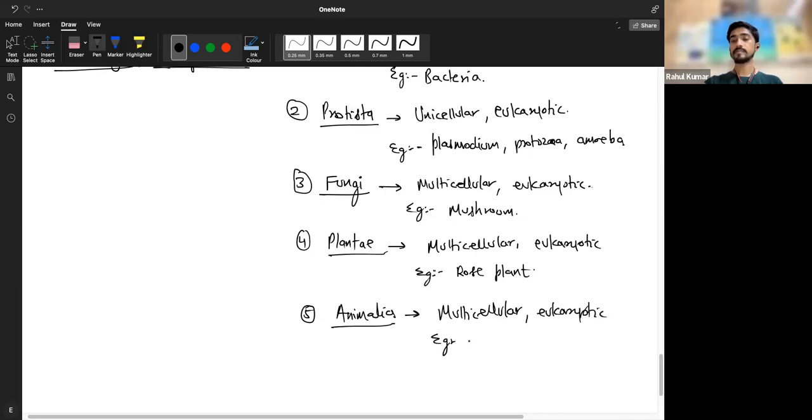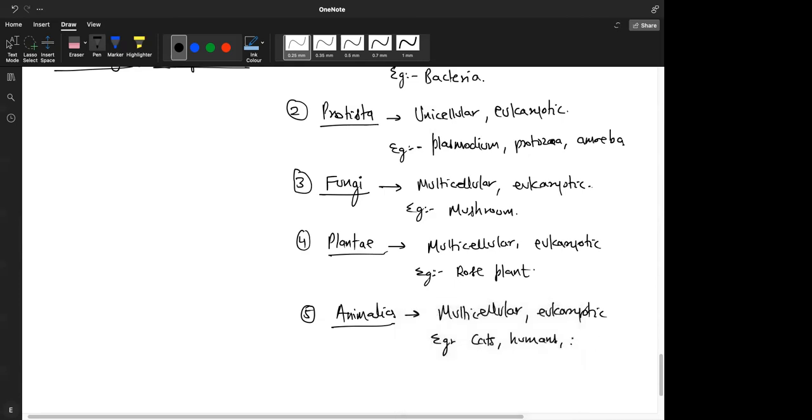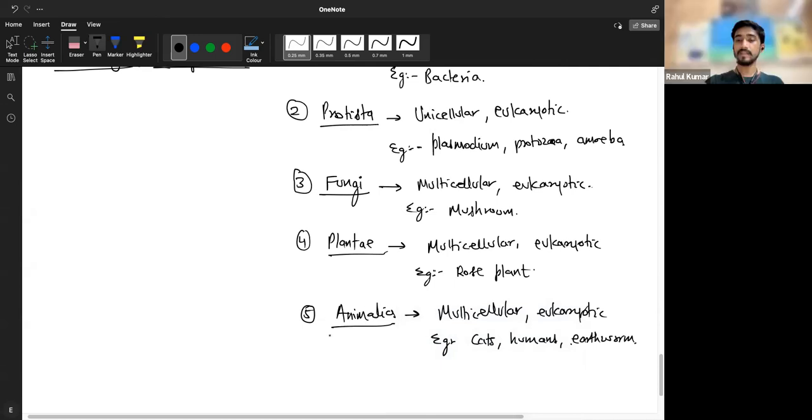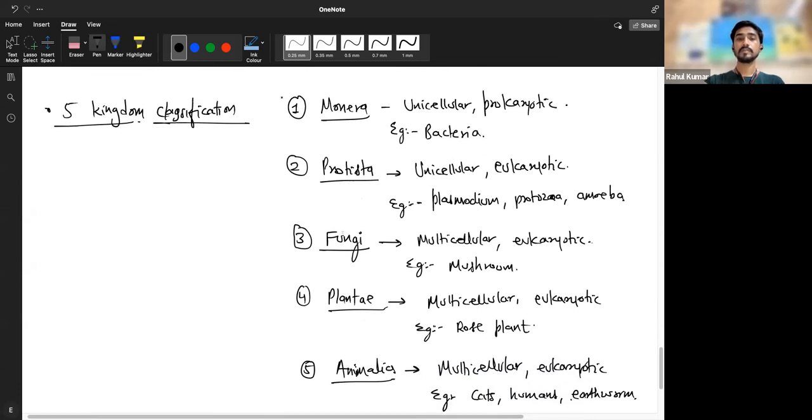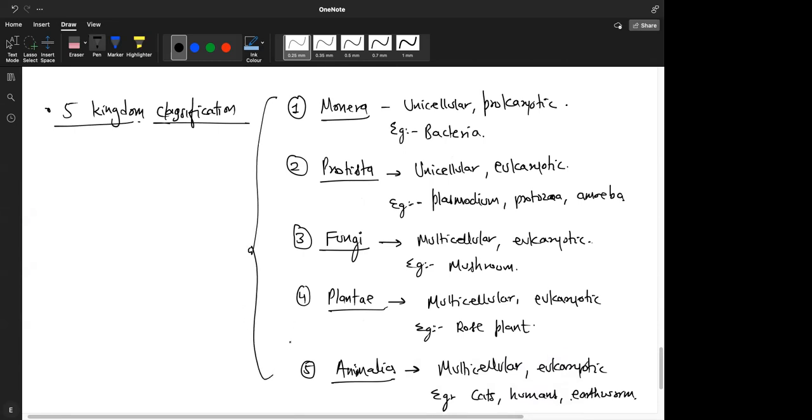And the example is cats, humans, etc. Okay? Yes. How do we pronounce the fifth one? Animalia or animal kingdom. Animalia or animal. Okay? Plantae, fungi, protista, and monera. So is this clear to you? Just as a concept? Yes, it's clear.